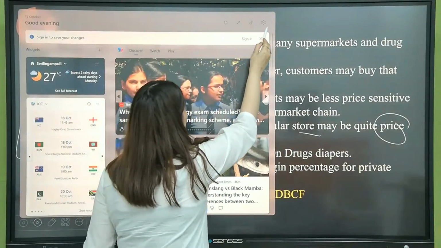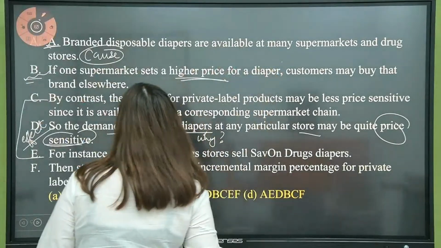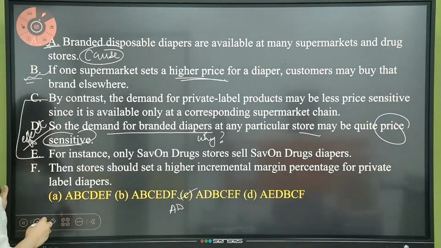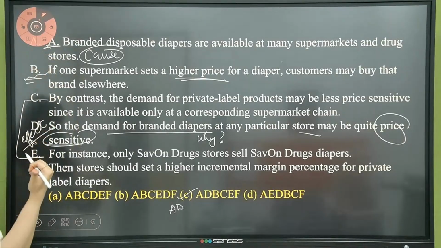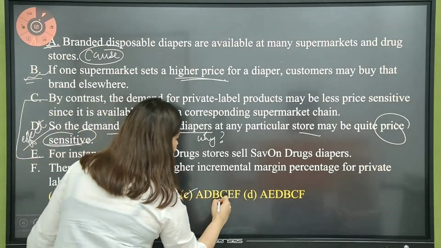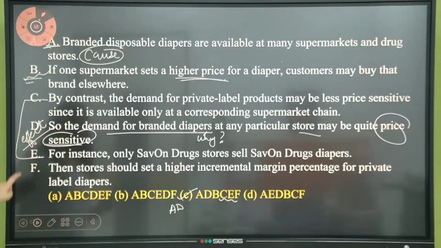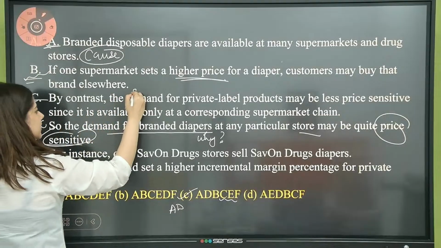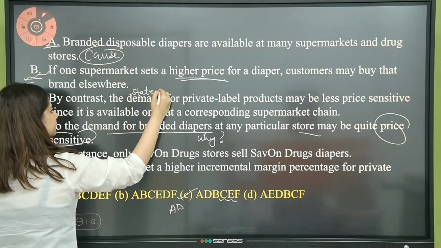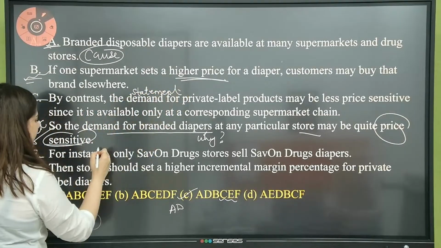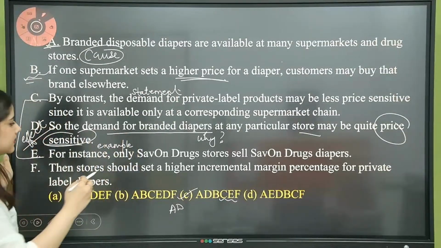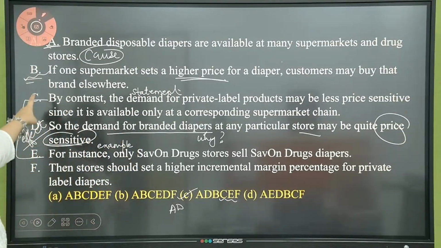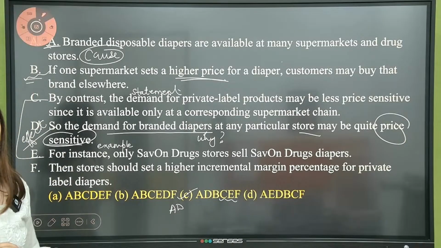C and E also form a mandatory pair. If you're not able to recognize one mandatory pair, you can recognize the other. C and E form a mandatory pair. C is a statement. E is an example to that statement. C talks about something, E is an example.